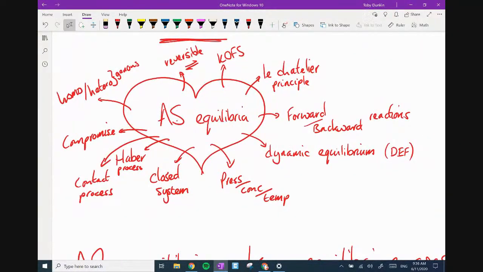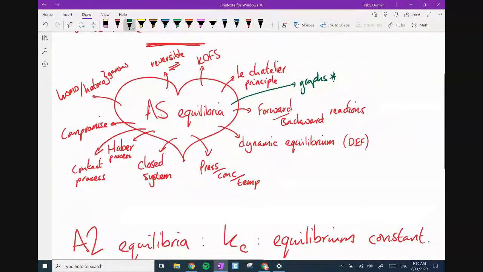I'm going to now add a couple of extras of my own. I'm going to do mine in green since they're mine. Equilibria graphs. This one is genuinely AS, and it appears at A2 fairly heavily. I'm not entirely sure how it gets forgotten so much at AS. It's because you don't see it very often, but there is a graph for equilibrium, so we'll have a look at that in a minute.